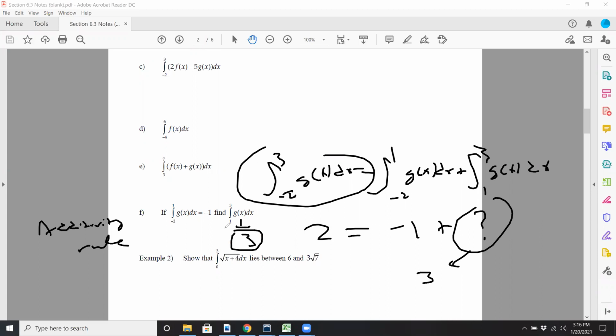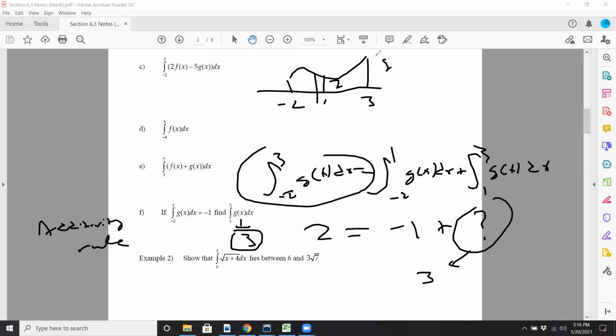Because the integral from -2 to 3, the whole thing, if this were g, that's -2 and that's 3. There, the whole thing is 2. So from -2 to 1, you're told it's -1. So then from 1 to 3, that's going to be 3, because -1 plus 3 equals 2.